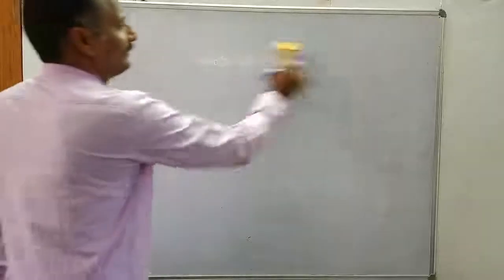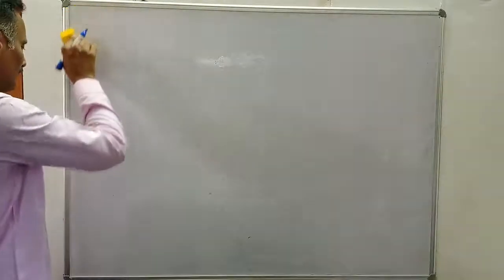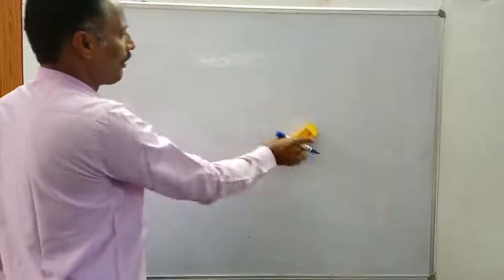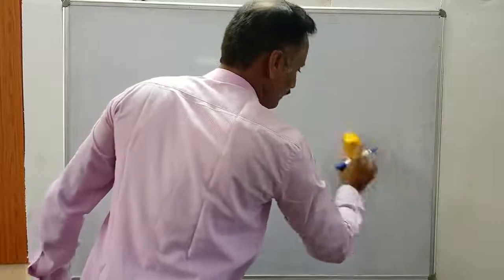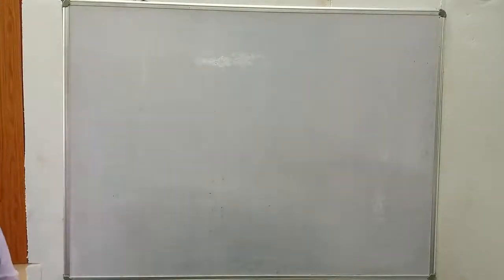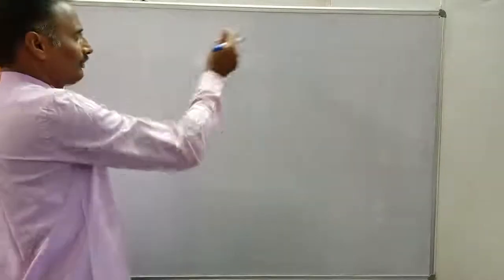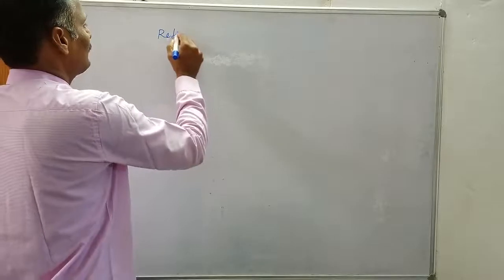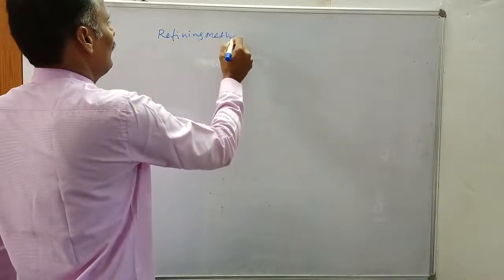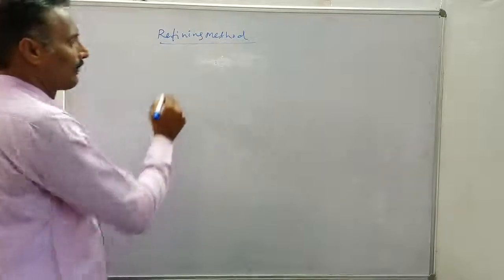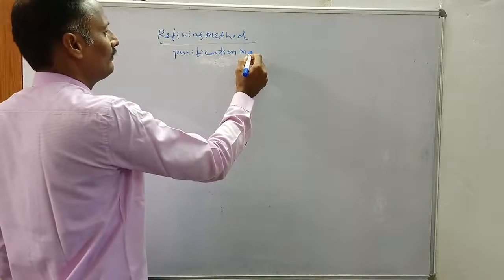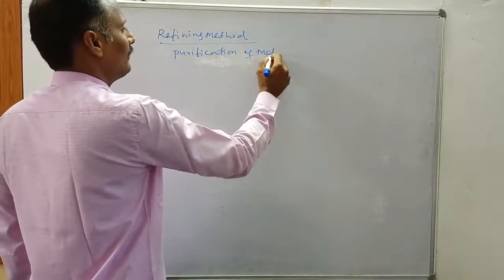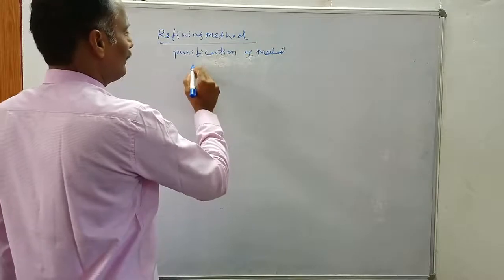Next, these are the different methods involved in the extraction of iron, copper, zinc, low-grade copper, gold, and aluminum. These are the important methods. After extraction of the crude metal, you go for refining methods. What is refining? Refining means purification of metal. Purification of crude metal is called refining.